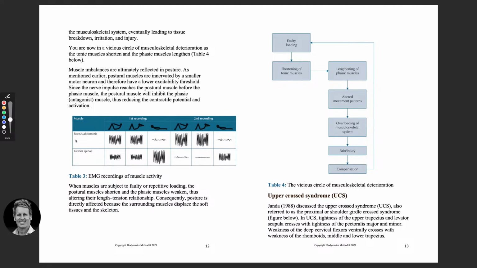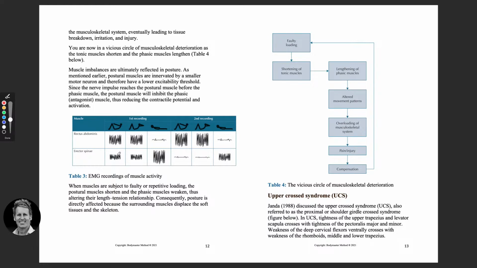That's not really going to work. What Janda did was place an EMG onto the rectus abdominis, and he asked the patient to do a sit-up. And you can see there is a contraction of the rectus abdominis here. But what should happen is that the opposite muscle, the erector spinae, should switch off. For instance, if you pick up a cup of coffee, the biceps is contracting, but the triceps should relax.